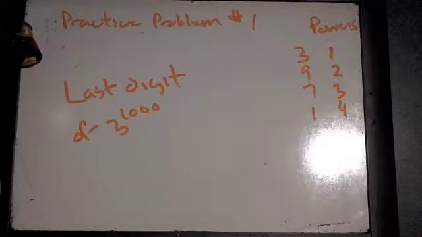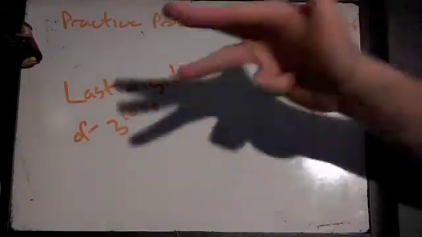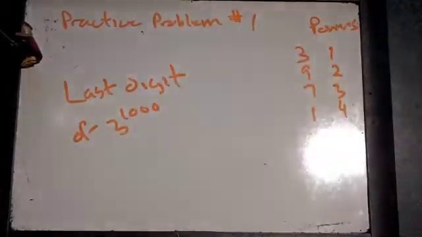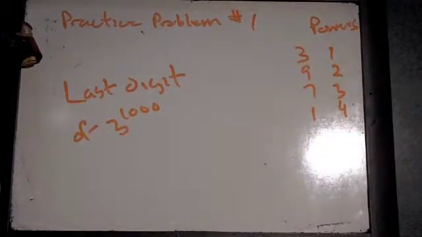I know, but 3 times 100 is 300. Well, it's not 3 times 1,000. It's 3 times 3 times 3 times 3, 1,000 times. And we're just trying to figure out what the last digit is. It has to be a 3, 9, 7, or 1. That's exactly right. And how do we figure out if it's a 3, a 9, a 7, or a 1?